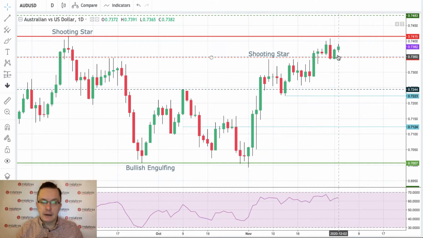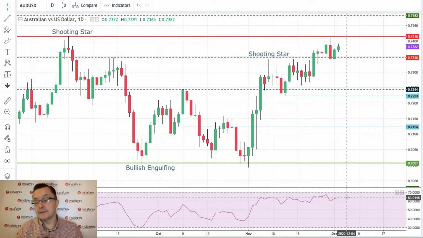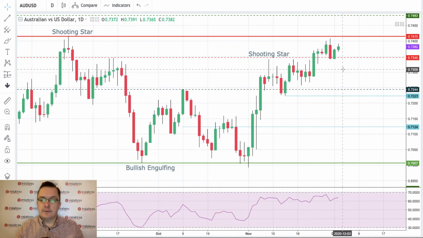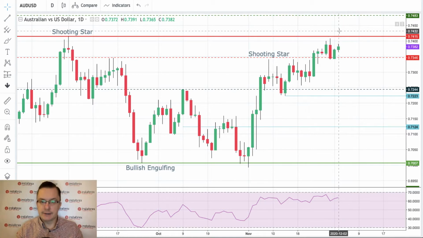So right now we are building pressure to break above 0.7415, right? So this is what we do on the Australian dollar right now. There's a nice momentum. Momentum is above 60. Right now it's like 65, 63. Okay, that's good. So if we close above the 0.7415 level, then of course we have a new swing high, and this is very good for the bulls. So we can continue higher towards 0.7483.